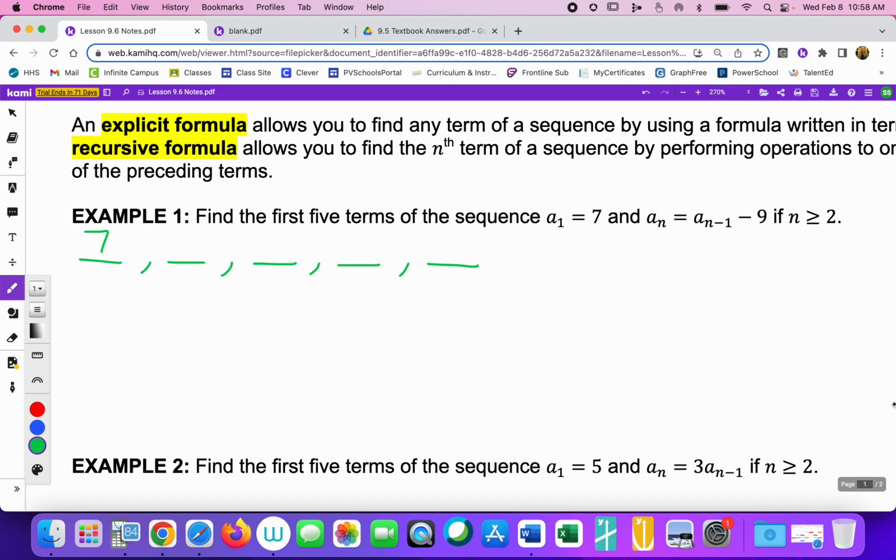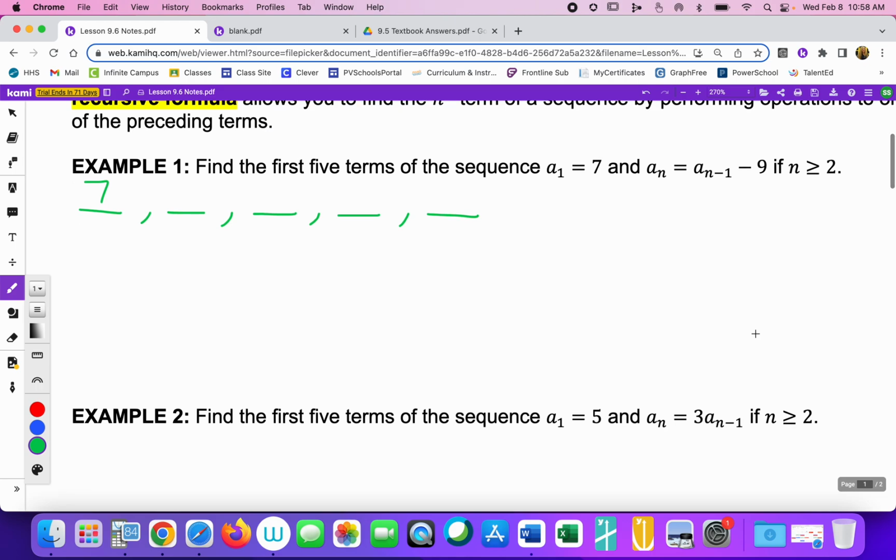Now, starting with your second term, we're going to be using that formula. So second term means the n value is what? Greater than or equal to 2. Well, the second term is 2. Third term would be 3. Fourth term would be 4. So using that formula, we already have 7. So this is our first term, second, third, fourth, fifth. Those are all the n values under there. It's just applied a little bit differently.